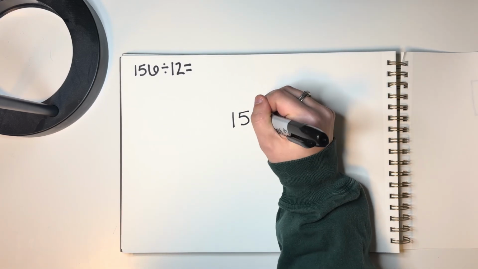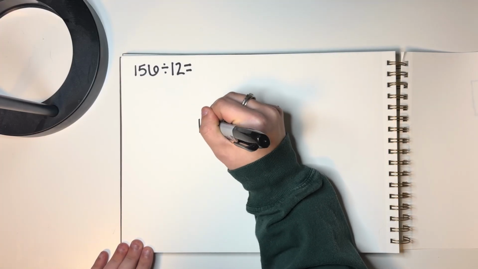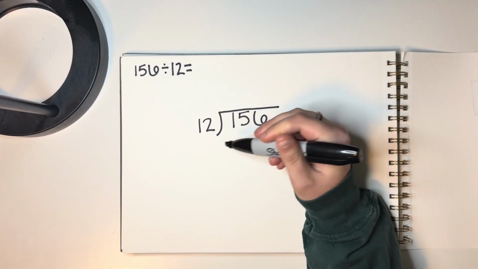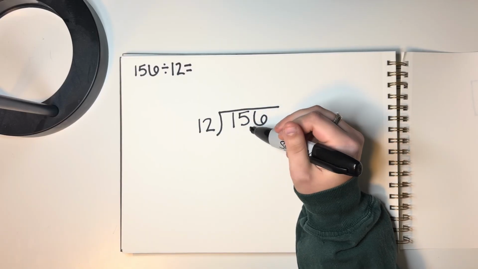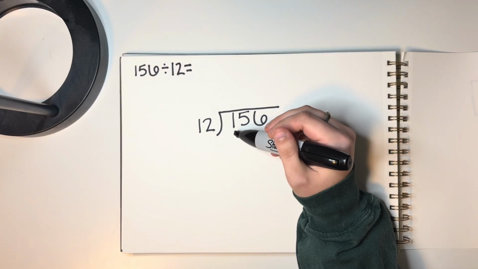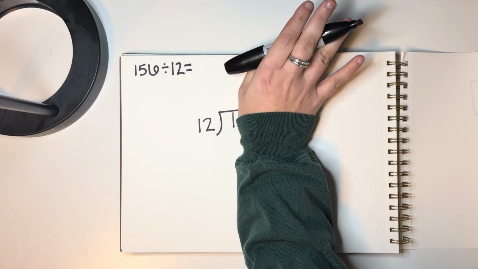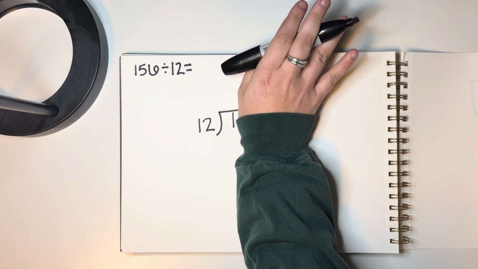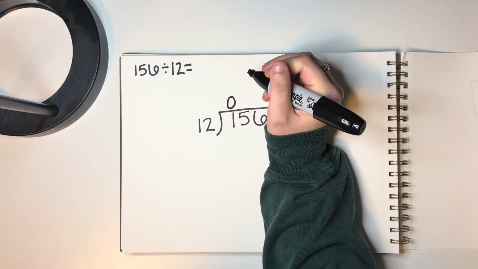156 divided by 12. And what I'm going to do is look at the value 12 and see where it fits in my numbers as I go along my place values. So the first thing I'm going to look at is, does 12 fit inside of 1? And the answer is no. 12 does not fit inside of 1. So I'm going to place a 0 above my 1.